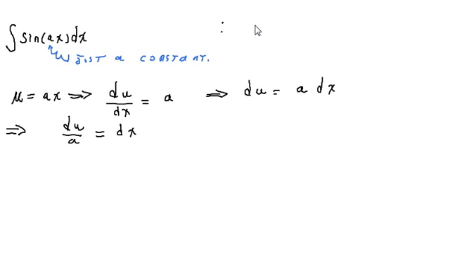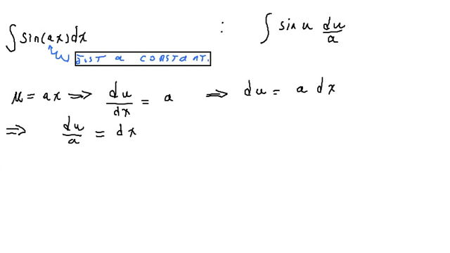So I have dx here, and now I'm going to substitute this and get a new integral. What I'm going to get is the integral of sine u, and then dx is equal to du over a. As I said, a is a constant, right? So I can take this constant out, so this actually just equals 1 over a times the integral of sine u du.